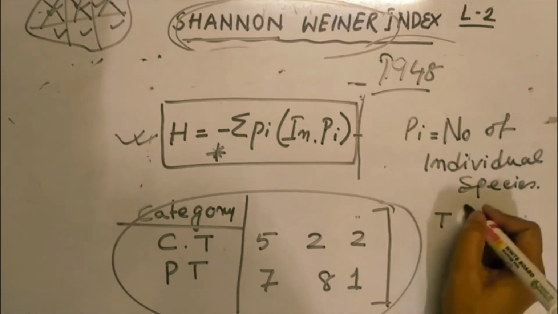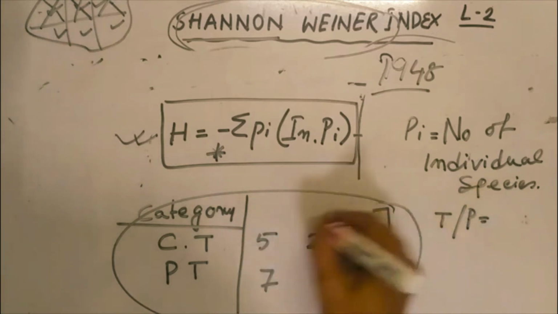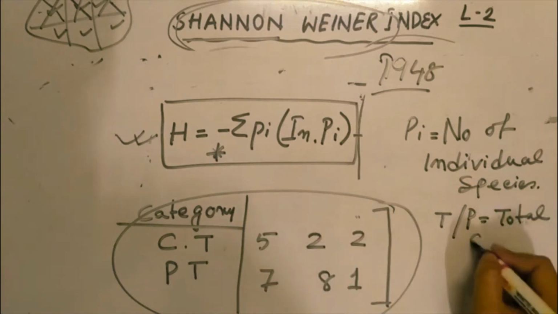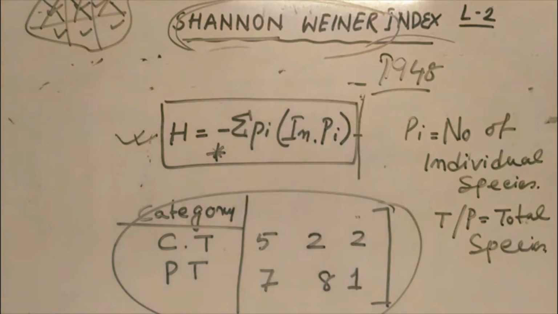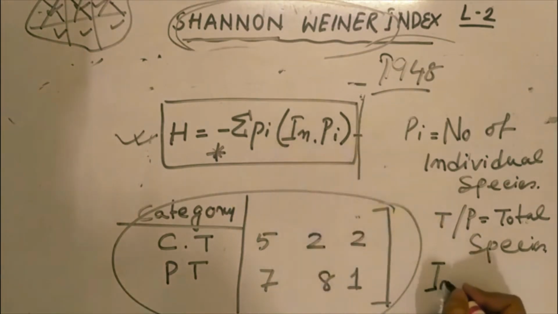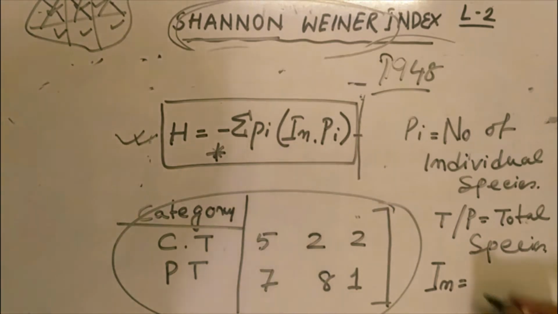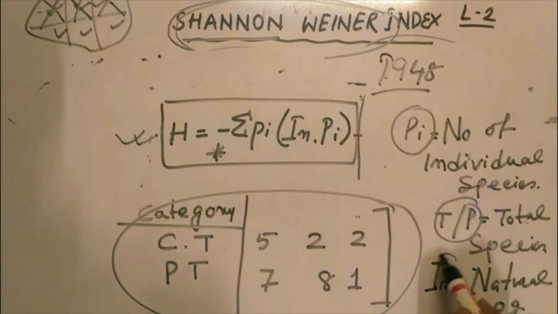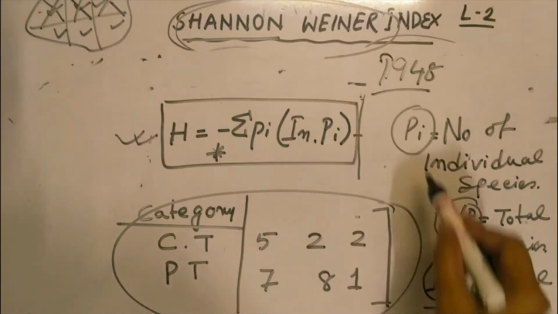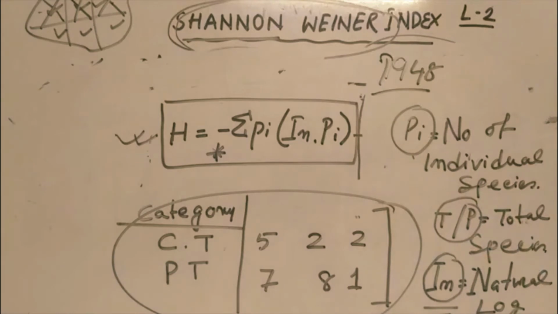And T or capital P is the total species. This is summation, the overall total of all Pi. And what is ln? ln is the natural logarithm. It's called natural log. So we have to identify the Pi, then the total number of species, then the natural log. Through these three things we can calculate all of this.